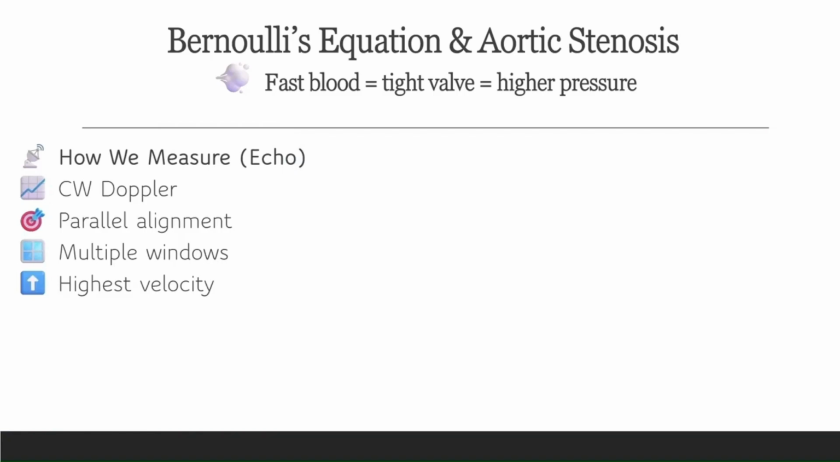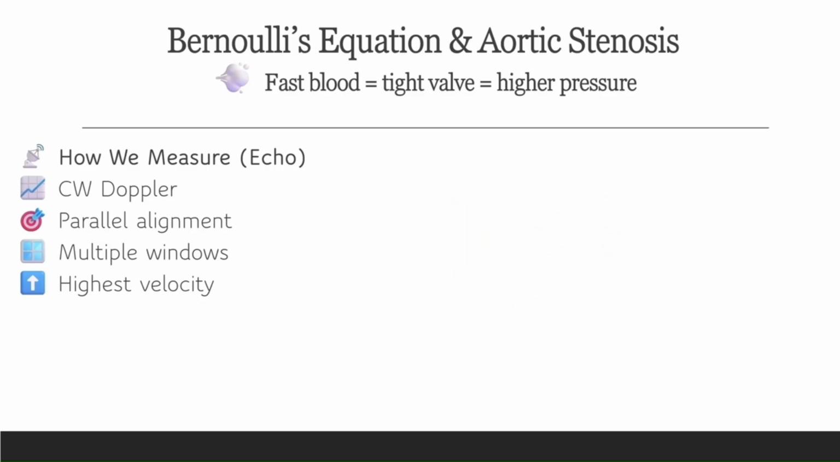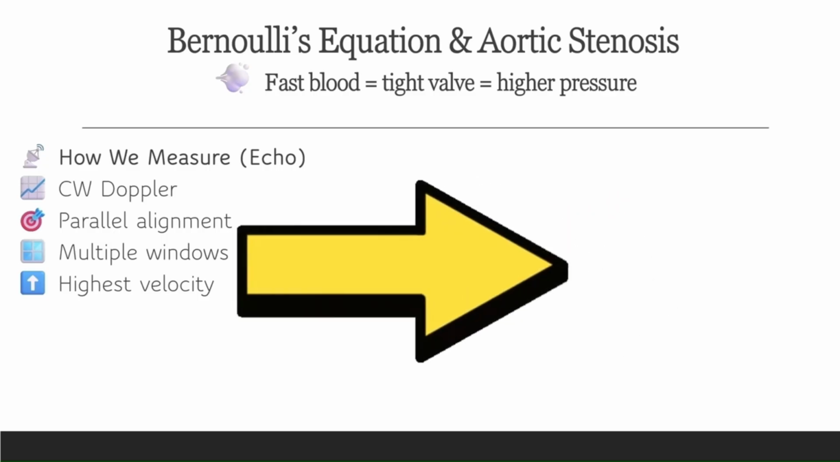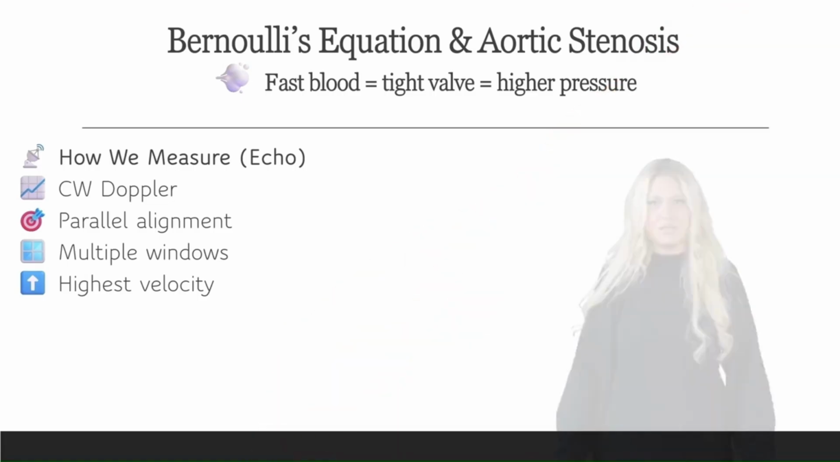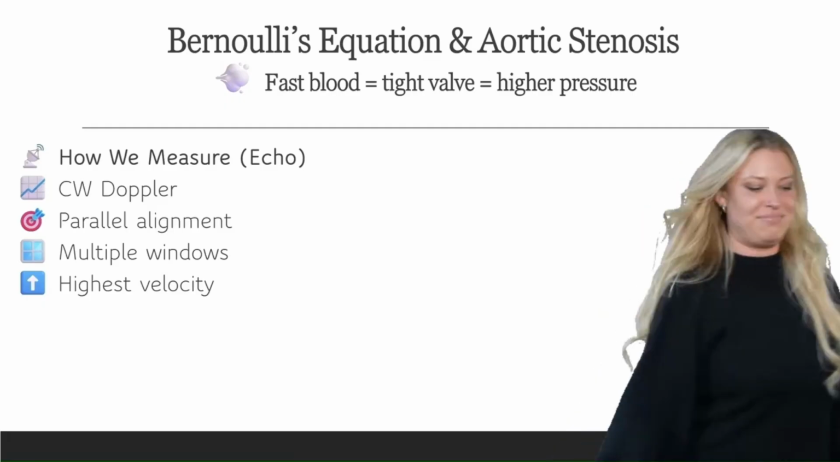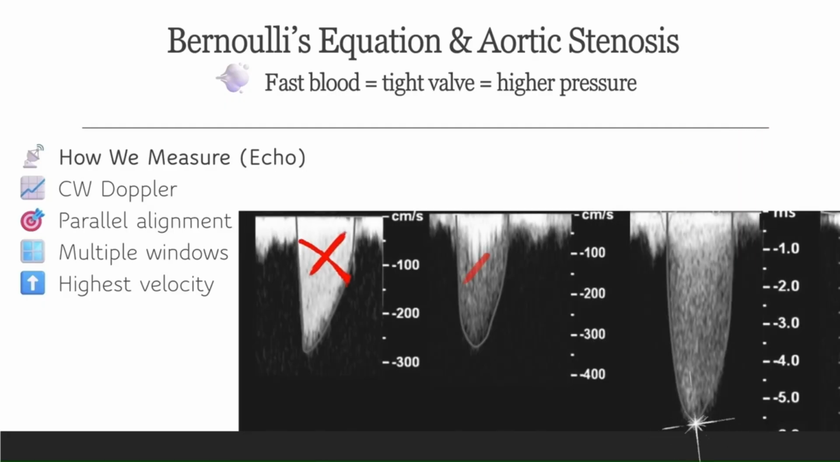How we measure in echo. We use continuous wave Doppler because aortic stenosis creates very high velocities. Our goal is to align the Doppler beam as parallel to blood flow as possible. We never rely on just one window. We check multiple windows and use the highest velocity we can find.